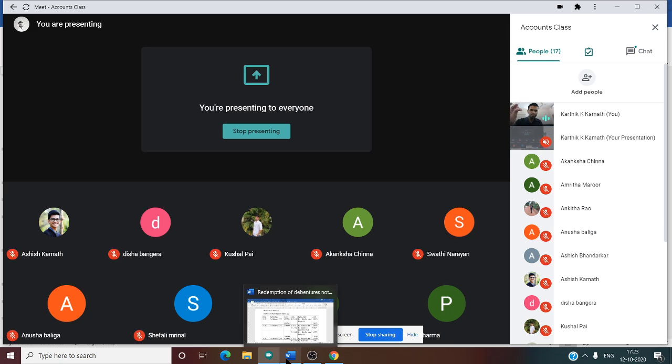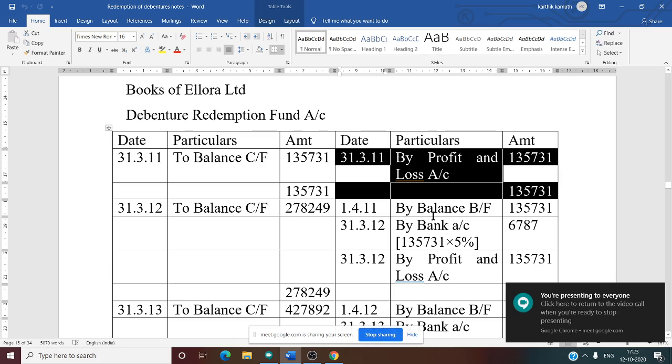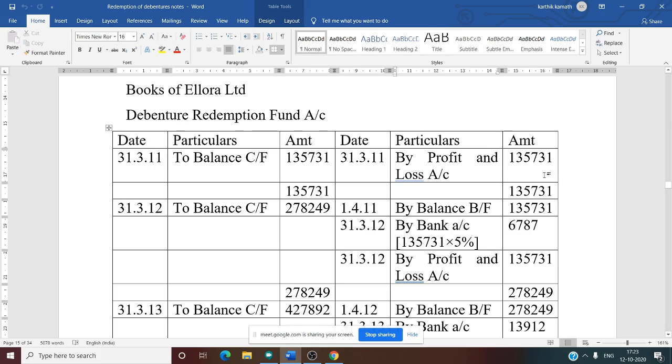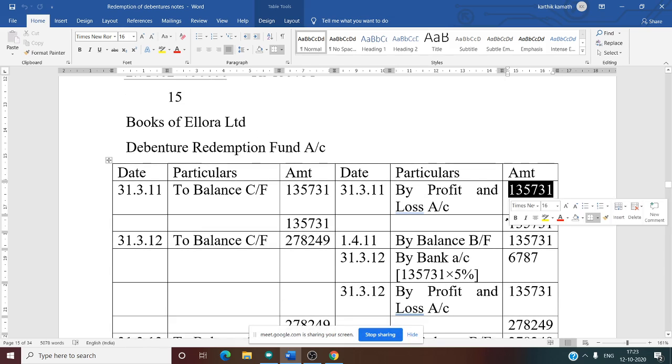Our first year is 2010-11. So what happens here? First year starts from 1/4/2010 and ends on 31/3/2011. At the end of first year, by profit and loss account. Why by profit and loss account? We know the amount set aside journal entry is profit and loss account debit to debenture redemption fund account. So the value is 1,35,731. From where did we get this amount?